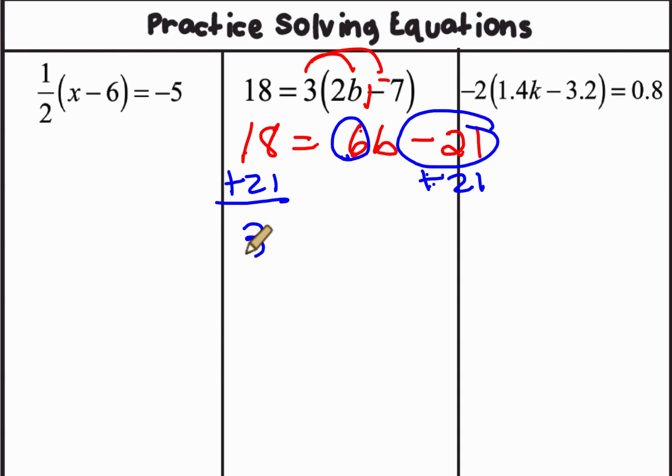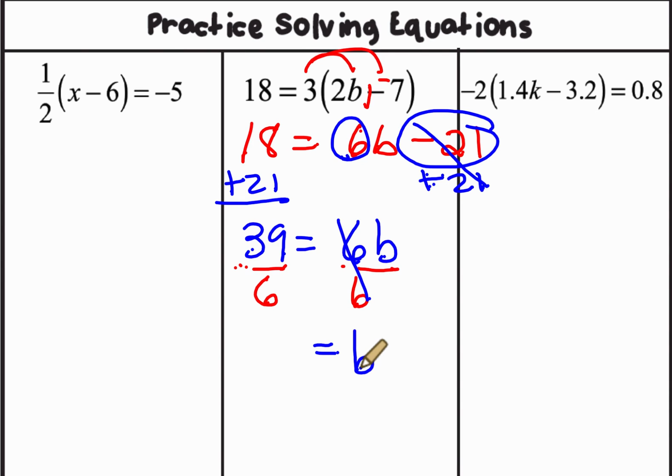18 and 21 is 39. -21 and +21 make 0. And if I add 0 to anything, I get back what I started with, which is why it's 6b. Next, I'm going to divide both sides by 6. 6 divided by 6 makes 1. 1 times b is b. 39 divided by 6 isn't an exact value, so I could write it as a fraction.